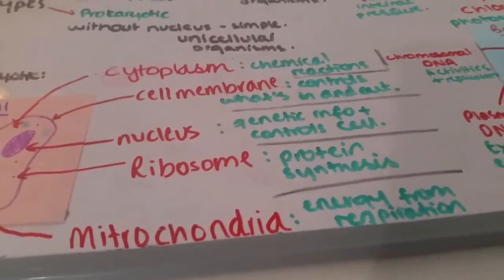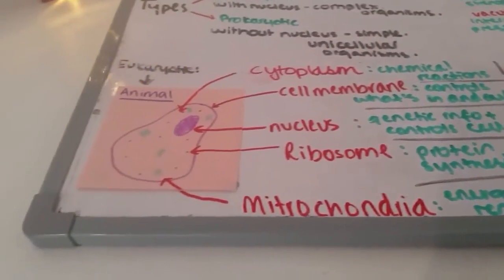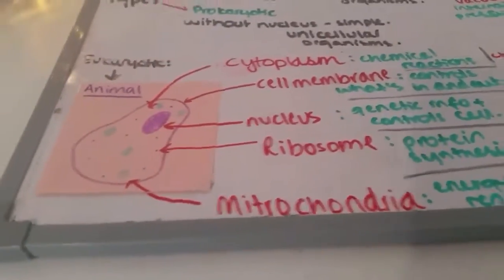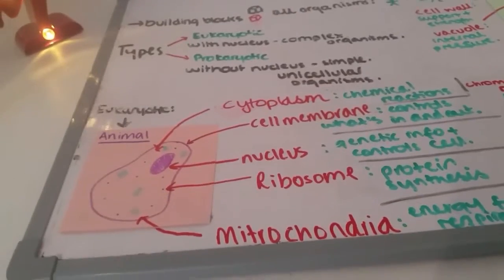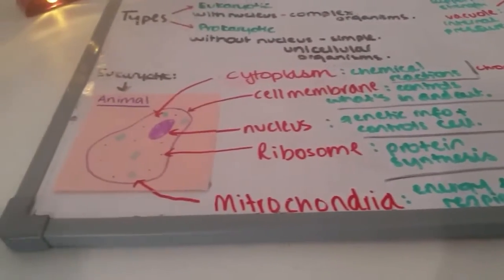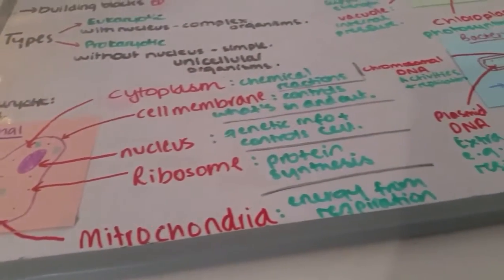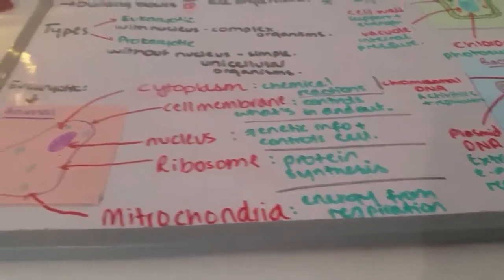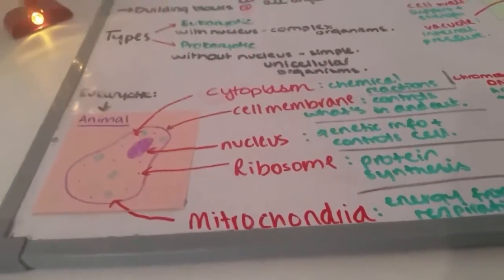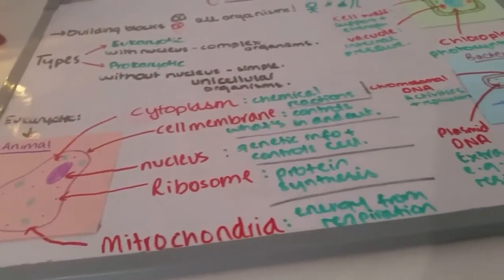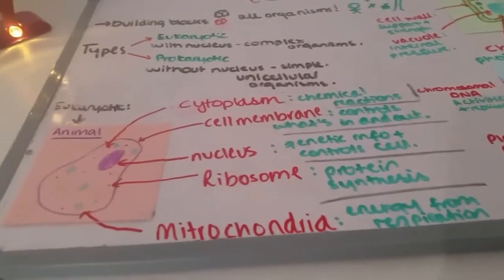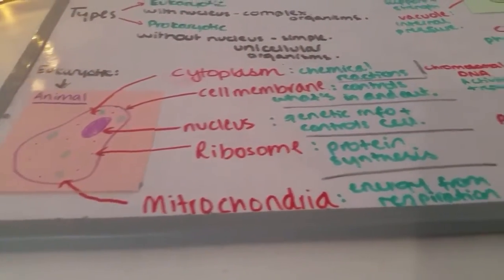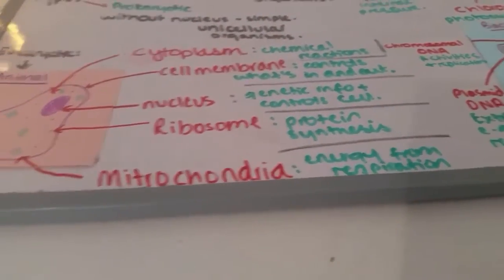You also have your ribosomes. Ribosomes are tiny structures, which is why I actually drew them as dots, and they are in charge of protein making. So it's in charge of this process called protein synthesis, which I will soon go through. And protein synthesis basically uses the genetic material, DNA, from the nucleus in order to make proteins for the body.